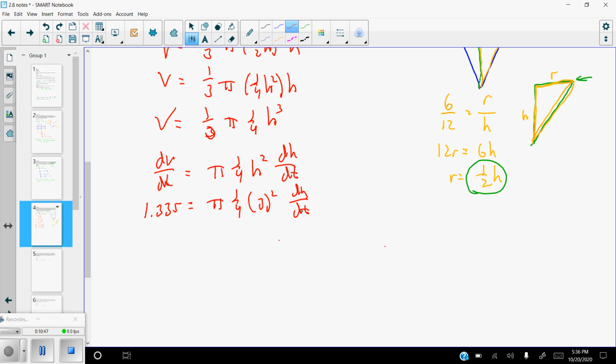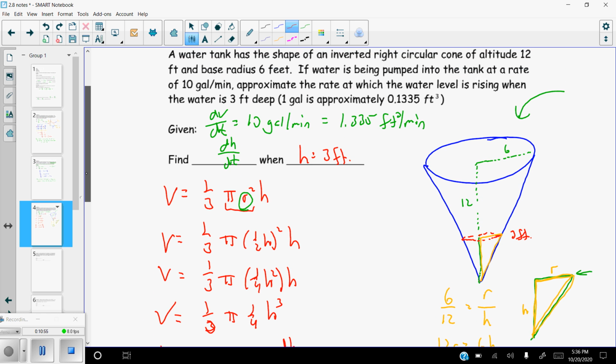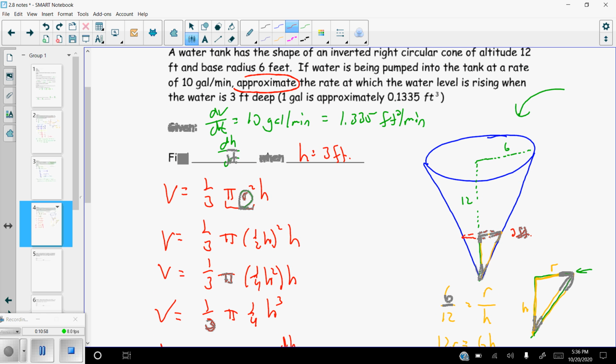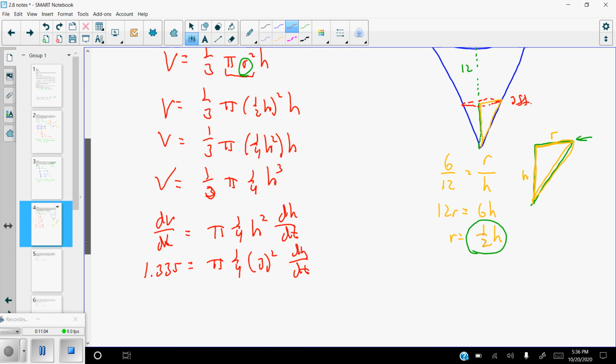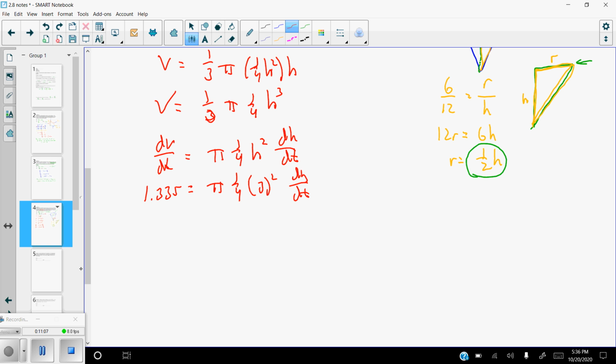dh over dt. So now to solve this thing, the good thing here is I believe up in the problem it says approximate, which means that we are going to end up using the calculator because we're going to get some messy decimals here. We don't have to leave this thing in terms of pi. However, to go ahead and write it out, I'm going to divide everything by basically pi times 1/4 times 9 in this case, or 9/4. So I'm going to get 1.335 divided by 9/4 pi. And that's going to be my dh over dt.